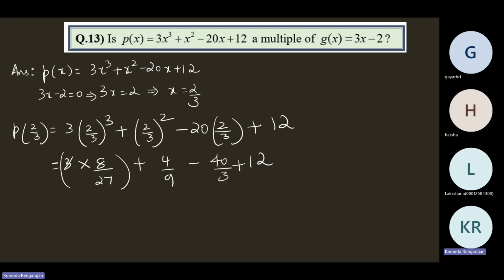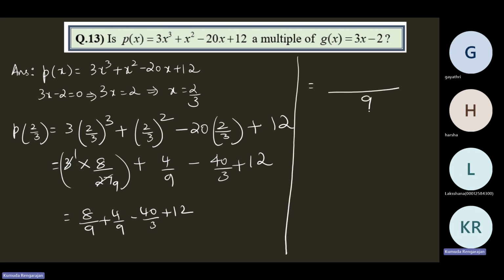Can we cancel here? 3 ones are 3, 3 nines are 27. So what do we have here? 8 by 9 plus 4 by 9 minus 40 by 3 plus 12. What is 8 by 9 plus 4 by 9? Or we'll take the LCM throughout. What's the LCM? 9. Then 8 plus 4. One second. Sanjay, continue.